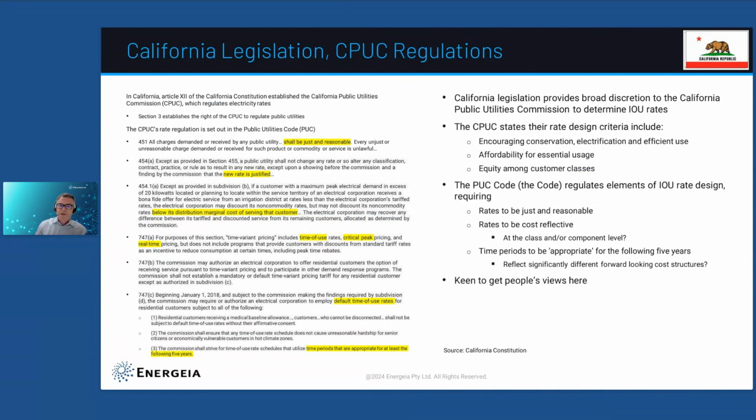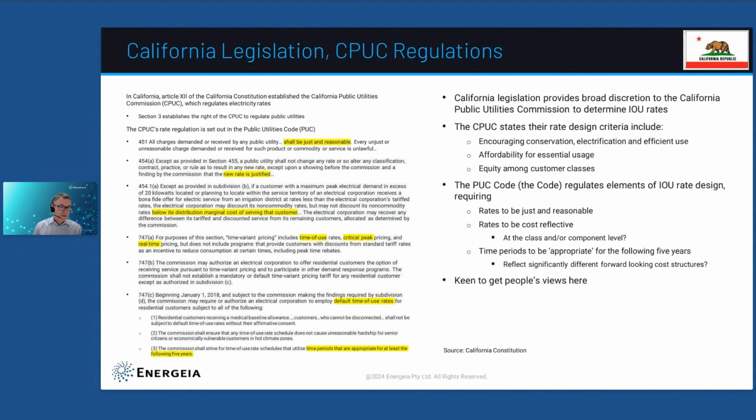Rates shall be just and reasonable. Generally, this is more around cost allocation than the design itself, and the commission will review each proposal on a case-by-case basis and determine whether or not it's justified. Utilities shouldn't be charging less than the marginal cost, although this is a particular section that focuses on irrigation, competition with irrigation districts.